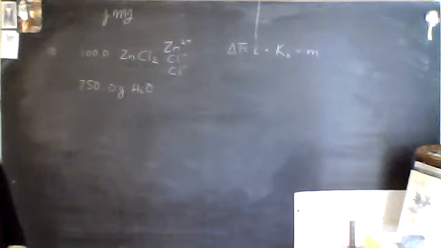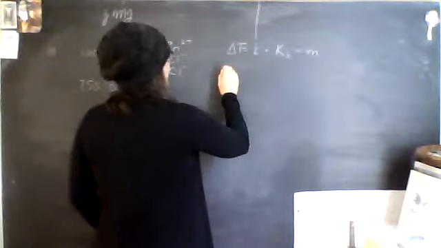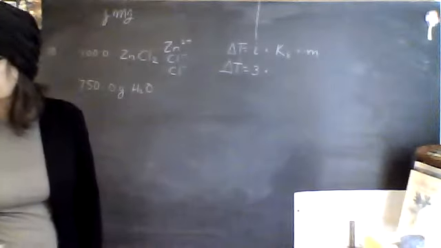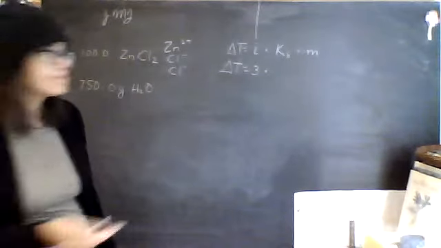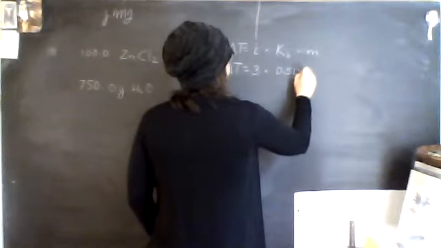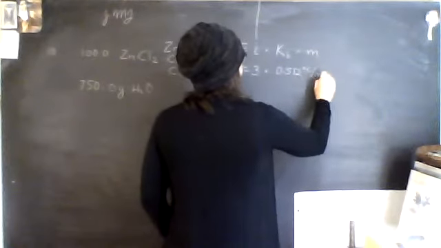Zinc is 65.4. Okay, so we need to calculate the delta T. So we know the 3 now. What's the Kb? It's given to us in the question. 0.512 degrees Celsius per molality. Yeah, that's the one. Now we need to calculate the molality.